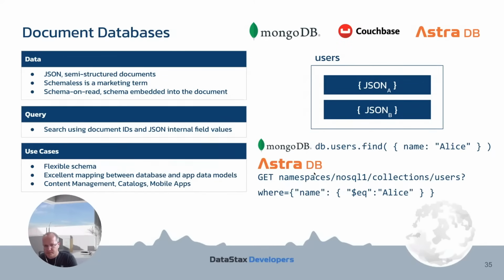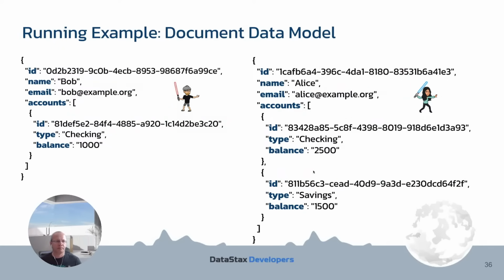and we're going to try AstraDB just now. Okay. So you will be able to execute that specific query. So this is for our running example. The document data model will look like this.